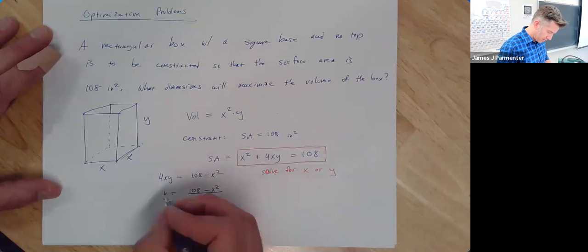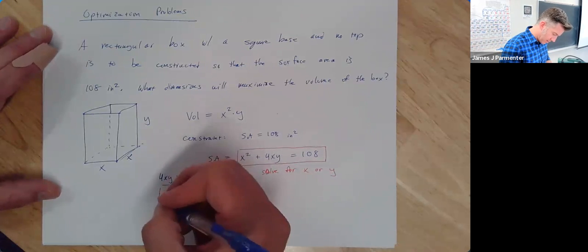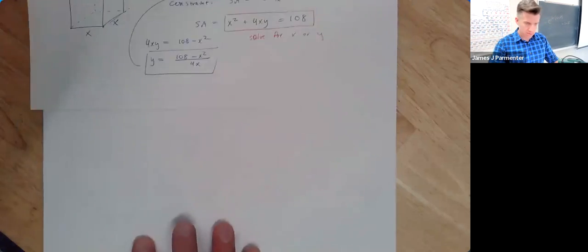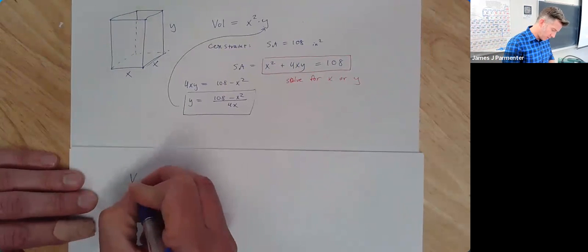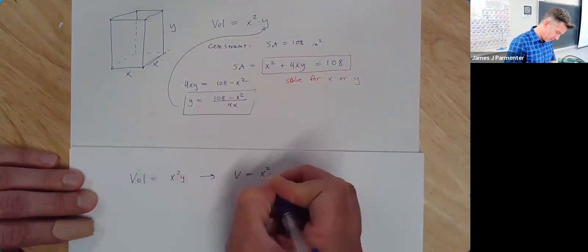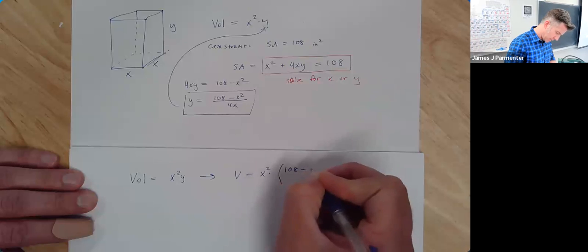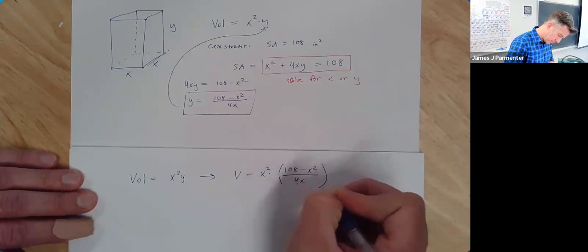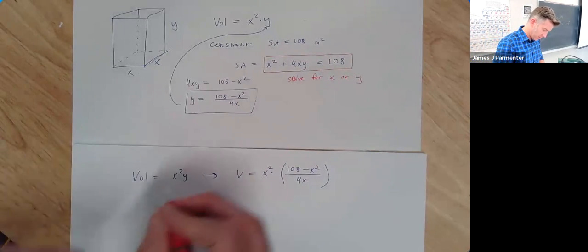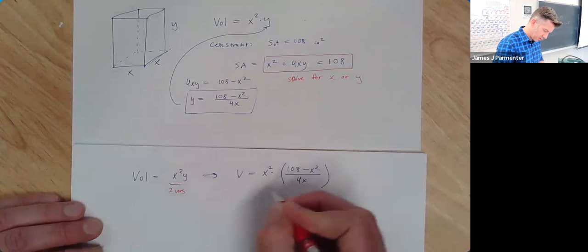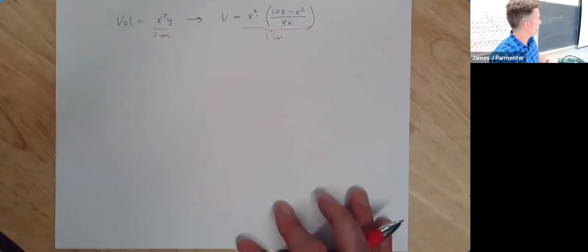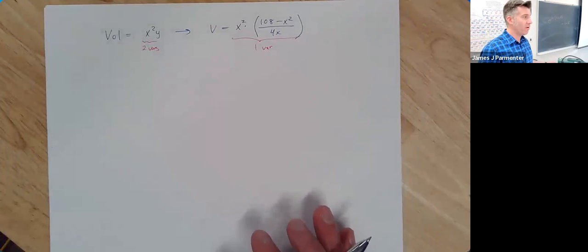And with that, I'm going to take that and substitute it back in for y in my volume equation. So now I'm running out of room here. My volume equation, which was x squared y, is going to become volume equal to x squared times (108 minus x squared) over 4x. Great. Now my volume function, instead of being a function of two variables, is a function of one variable. And how do we maximize or minimize a function of one variable?